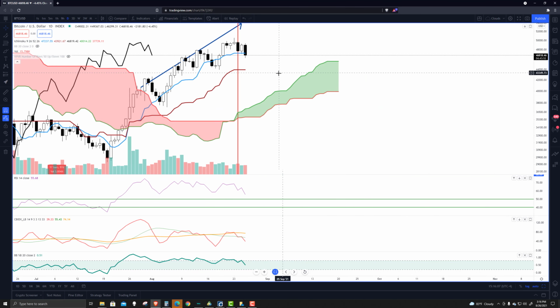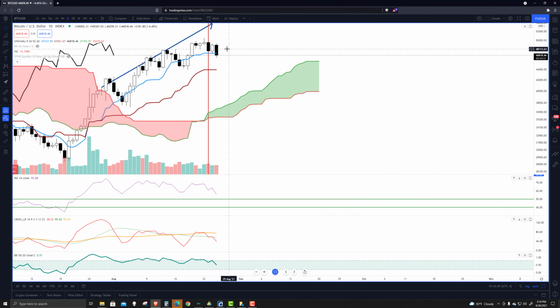Taking a look at Bitcoin here, bearish engulfing candlestick that is currently developing on the daily chart. I say currently developing because there's around 5 hours left before the daily candlestick closes. This is Bitcoin, so a lot of things can happen between now and then.